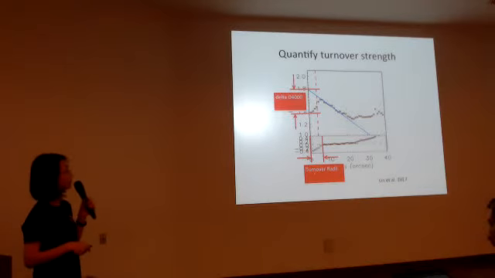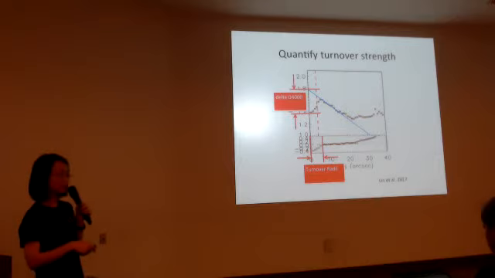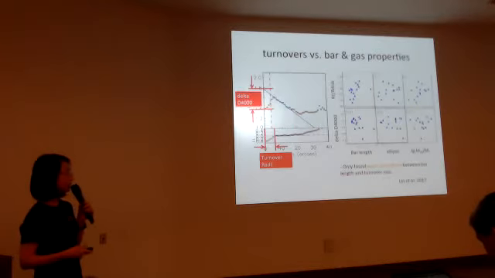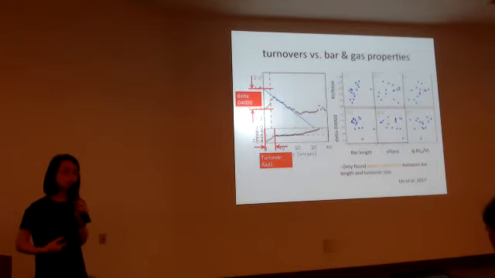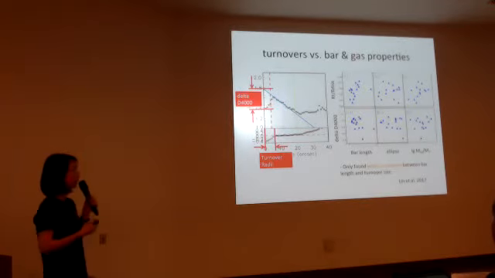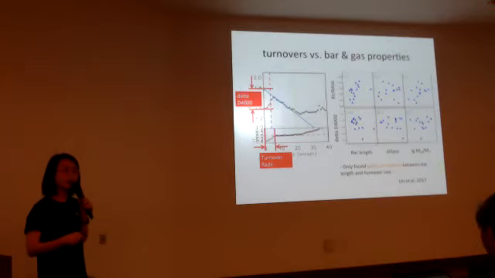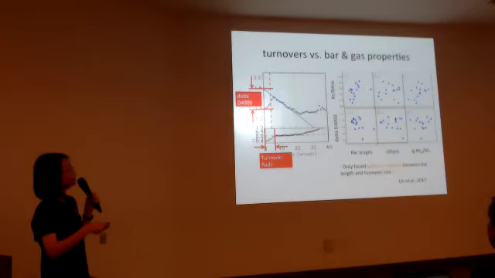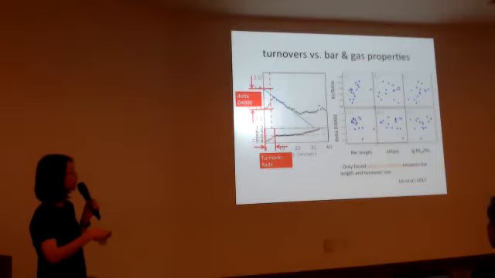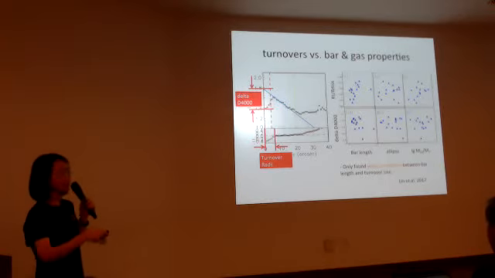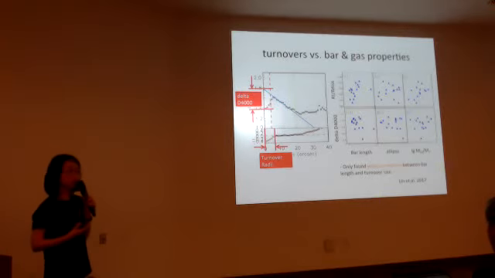Next, we use 2 parameters, the turnover size and delta D4000, to quantify the strength of turnover. And we are trying to find what kind of property is correlated with turnovers. I have to say our current sample is limited by sample size, so we can see only very weak correlation with bar length and the HI fraction, while we don't see a very clear correlation with barred galaxies.